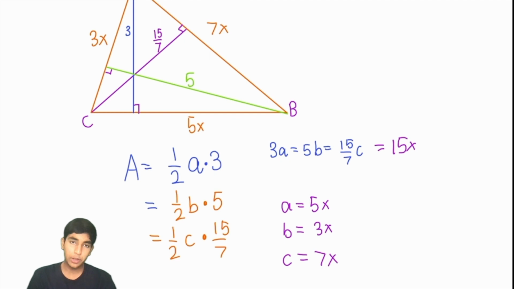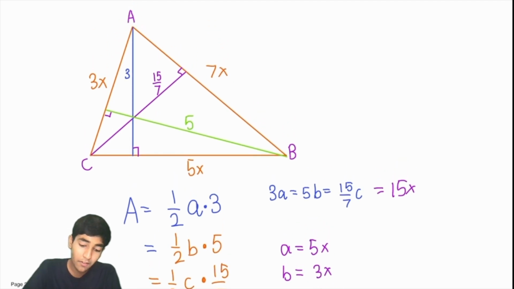We found the area in 3 ways. Like I mentioned, it's a really good technique. It's going to come up again and again in geometry, finding area in multiple ways. We found it in 3 ways. Is there a fourth? We've got 3 sides in terms of x. We can use Heron's Formula.